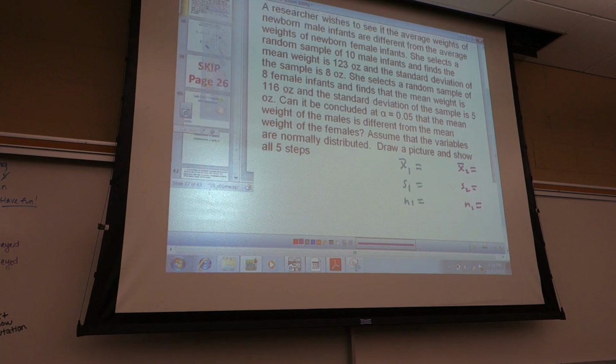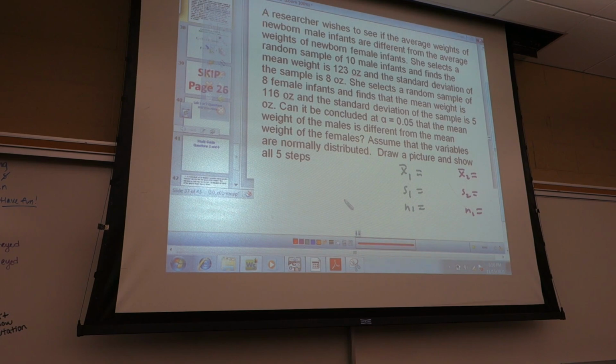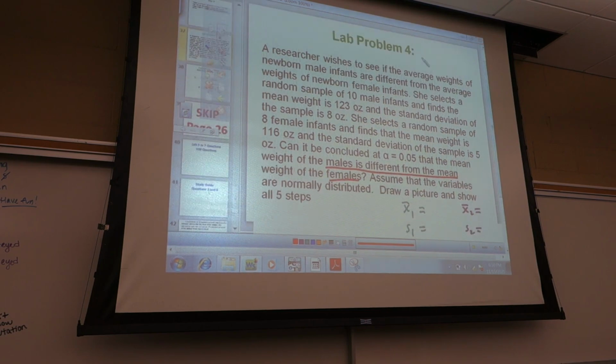So let's see. What was my claim? That they're different, right? Where the males is different from the females. So we're saying that my claim is that mu1 is not the same as mu2. Sorry, it's different.